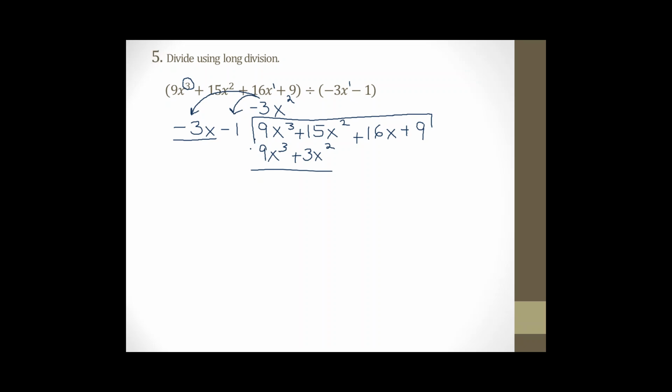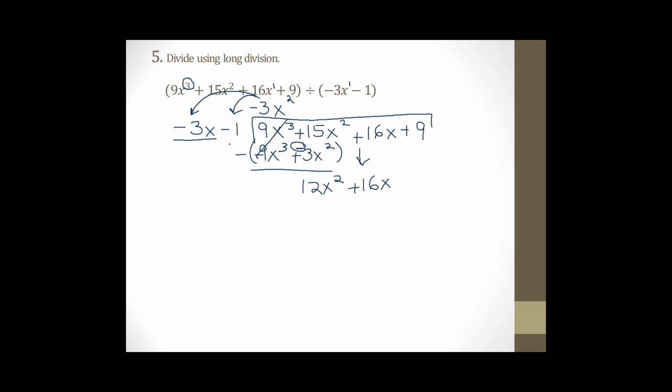Now the next step is I would have to subtract, like with a regular long division problem, and that would change my signs if I distribute the signs. So the 9x cubed becomes negative, and the 3x squared also becomes negative, because a negative times a positive is a negative. Adding down, this cancels out, and 15x squared minus 3x squared is 12x squared. Bringing down the next term, so plus 16x, and then starting over again.